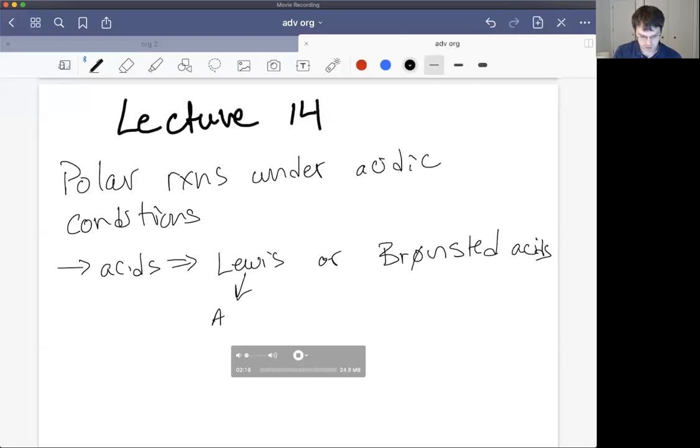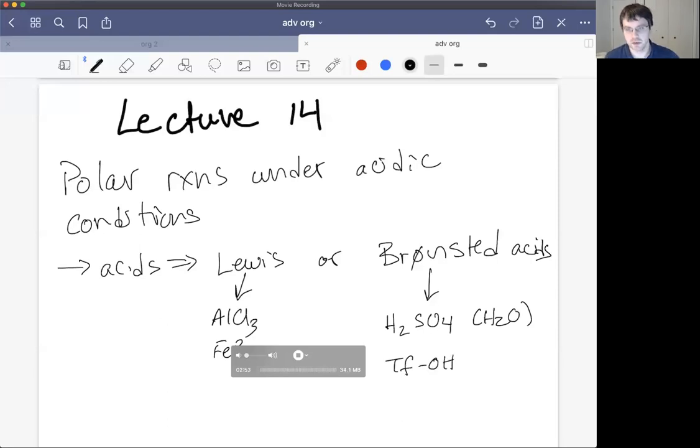So the Lewis acids would be AlCl3, FeBr3. We've seen these things in Friedel-Crafts acylation and alkylation reactions, and the Bronsted acids could be our typical strong mineral acids like H2SO4. But this is an acid that comes with some water, and for a lot of the advanced organic transformations we want to do, we want to have an acid that's just as strong, but in the absence of water, or doesn't bring too much water around with it.